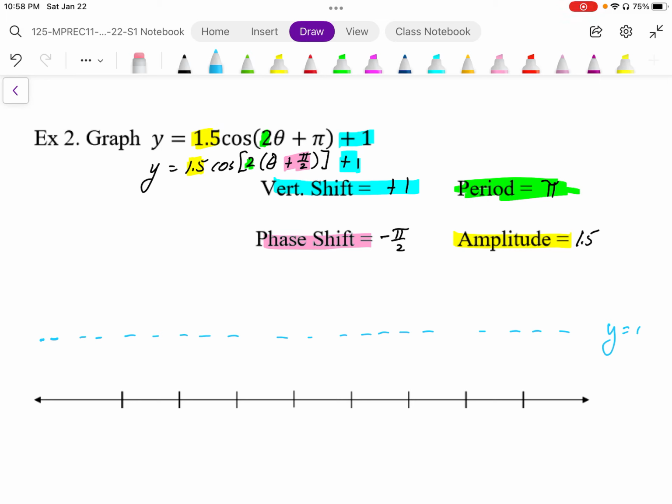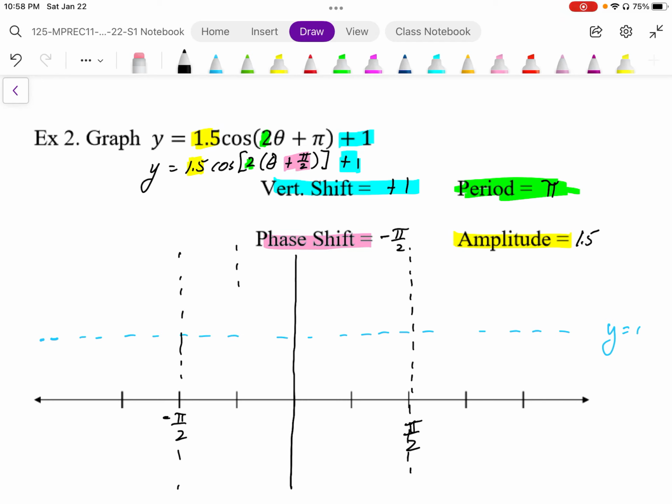My phase shift is left pi over 2. When I draw in my phase shift of negative pi over 2 to the left, I have to make sure that my graph can fit the whole period. So I've got to go 1 pi to the right. So negative 1/2 plus 1 gives me positive 1/2. So I'm going to end up right about here. So there it is. I have my start and end points.